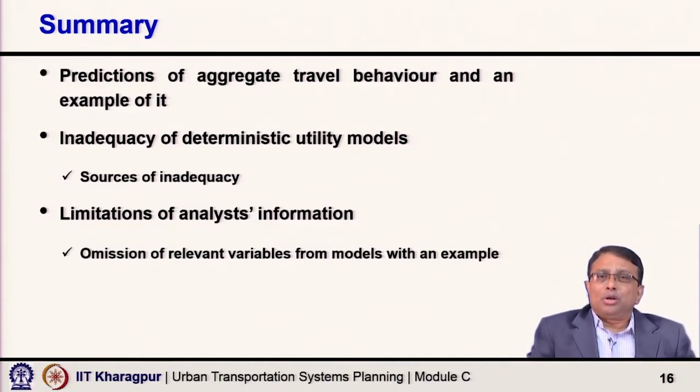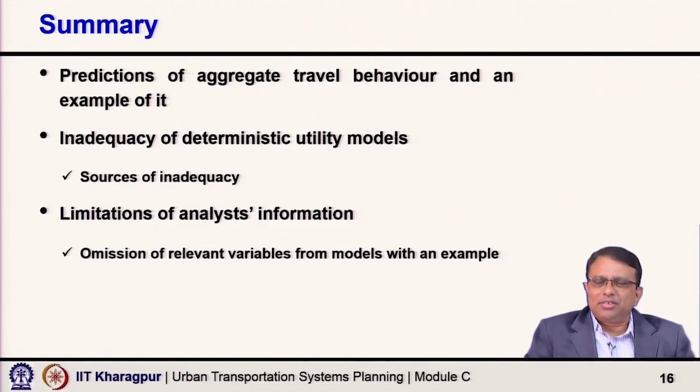Then we said grossly what are the major inadequacies of the deterministic utility model. We discussed several sources of inadequacy. First, two broad things: every individual making a decision may not have the same level of information, that is one part. The second is coming to the analysts like us who develop the model, we have our own limitations. Then we started discussing what are the limitations of analyst information.